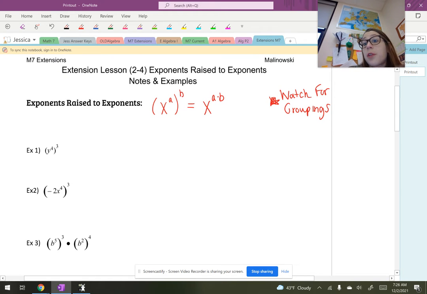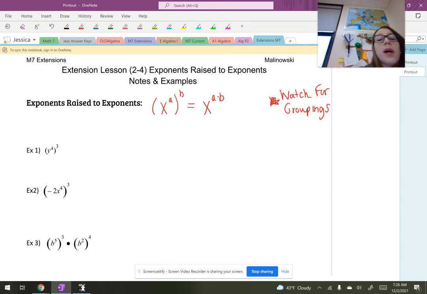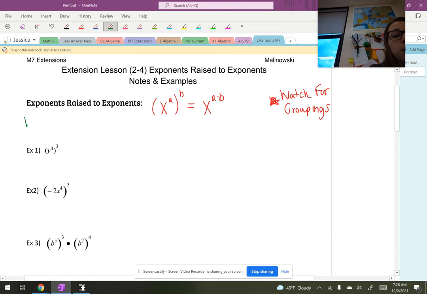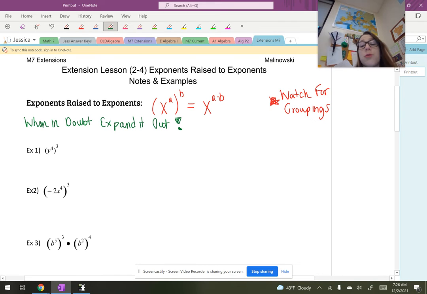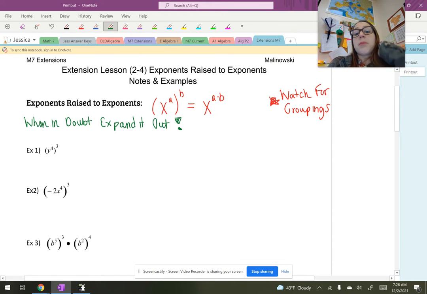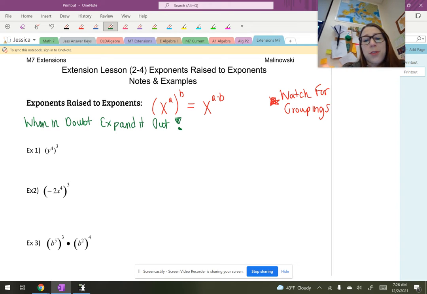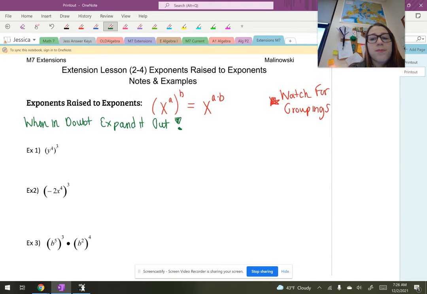So, 3 different rules that we're looking at here. We've got a multiplication rule, a division rule from the previous lesson, and now we have an exponents raised to more exponents rule. Just like last lesson, when in doubt, you're going to expand it out. And I really strongly suggest that you do the expanding out this time, because this stuff isn't going to go away. You're going to do this as a 9th grader, and it gets more complicated. The more you understand it now, the better off you'll be in the future.